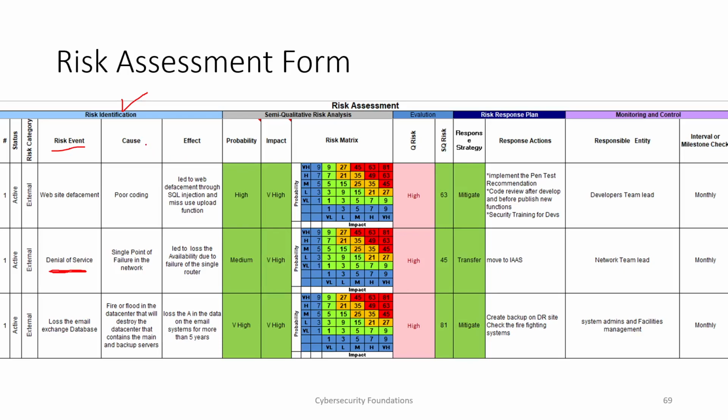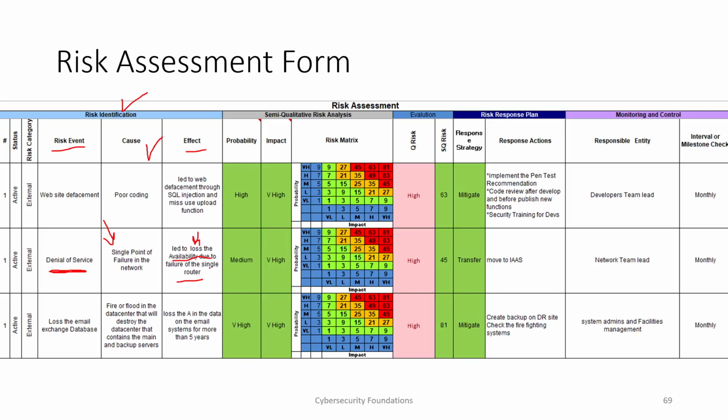We try to assess what could be the cause of such a thing, because we have a single point of failure. We have low bandwidth capacity. We have low server equipment capacity and all of this stuff. Or our website is not designed to absorb too many requests. What could be the effect of something like denial of service? It could lead to loss in availability, right?